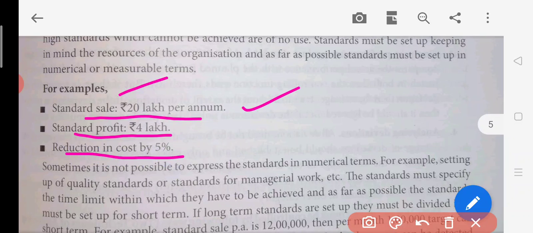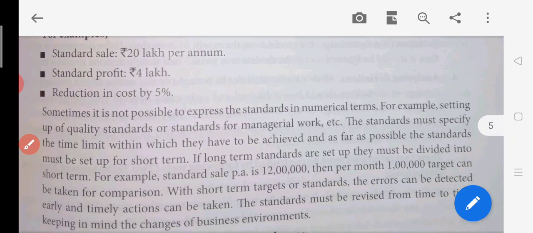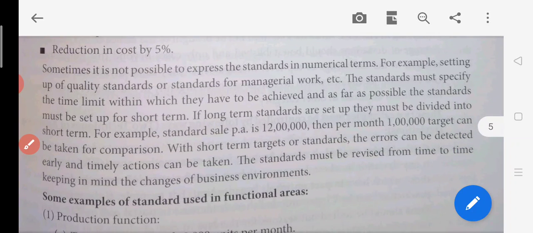So the standard sale should be 20 lakh per year. Then profit should be 4 lakhs per year. Then a reduction in cost should be there by 5%. It should not be increased. If it turns out to be 6%, then definitely your controlling is not proper. So against this, they are going to measure or check the performance of the company.